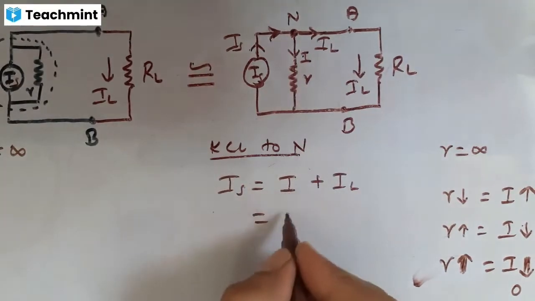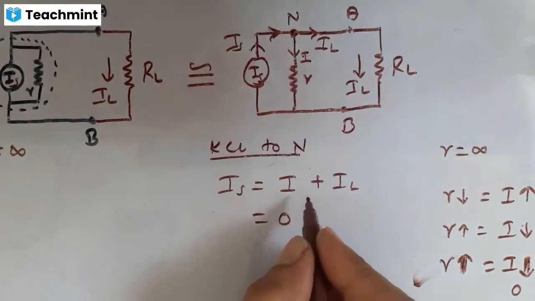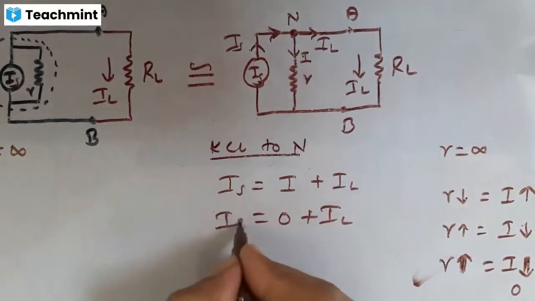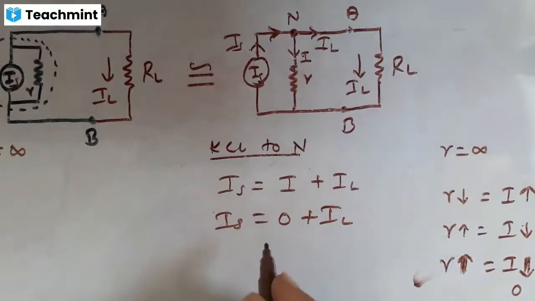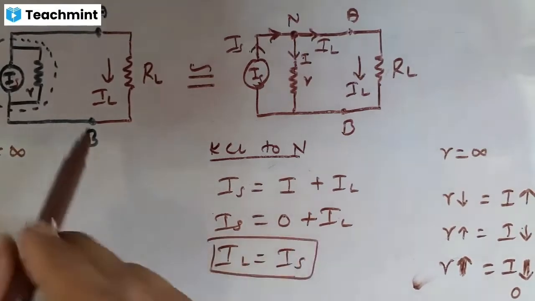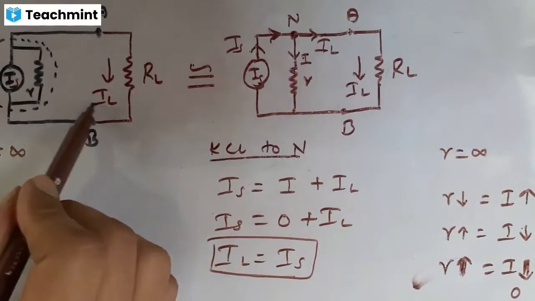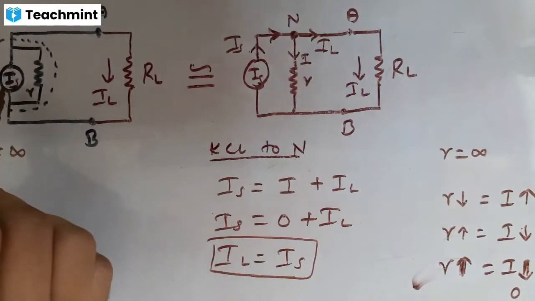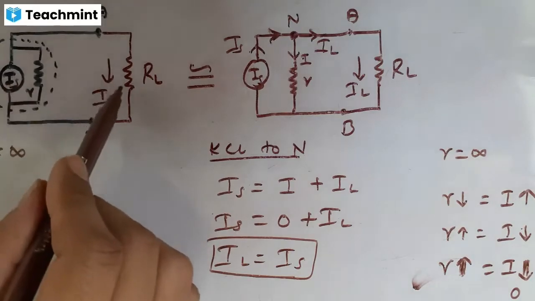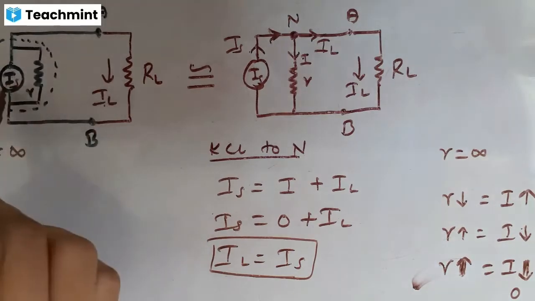So I will write I equals zero. Why zero? Because r is infinite here. So IS equals IL. You can see here IL equals IS only. This IL remains constant. Whatever current the actual source is giving, that same current will flow through this resistor. That is, IL equals IS.